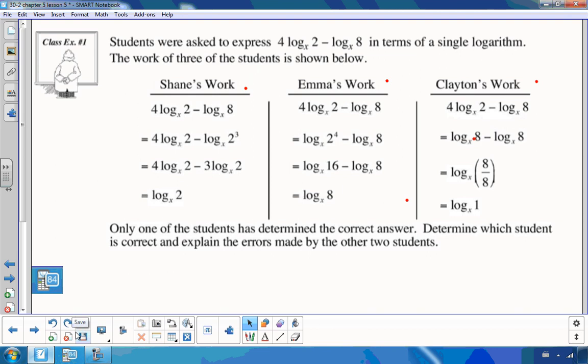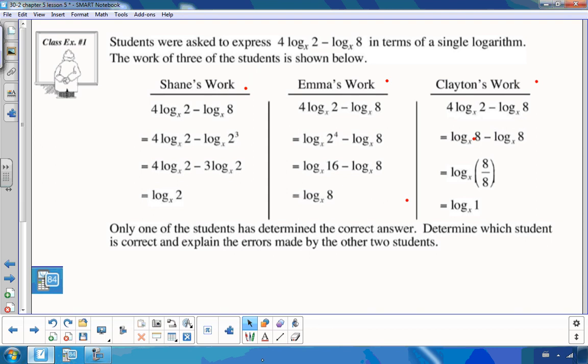So let's see this one here. We have three different students' work to the question: 4 log base x of 2 minus log base x of 8. They want to write it as a single log. So let's go through and examine all of their work. Let's look at Shane's work.